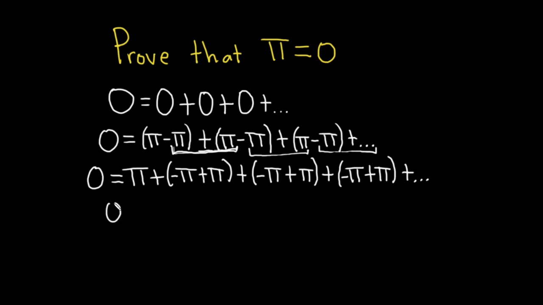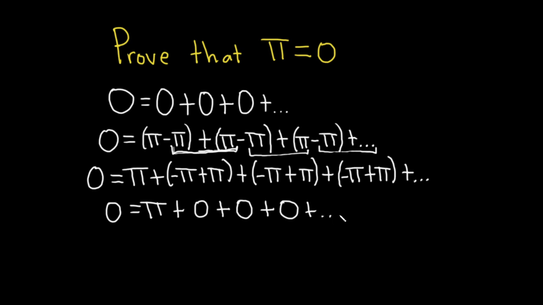So this is zero equals pi. And then negative pi plus pi, well, that's just zero. So this is plus zero. Then we have this plus sign here. And negative pi plus pi, again, is simply zero. Then we have this plus sign here. And then negative pi plus pi, again, is just zero. And then plus, and again, it just goes on forever, negative pi plus pi, which is also zero.